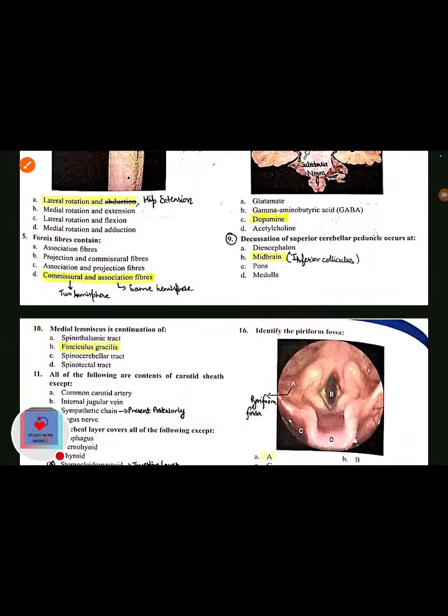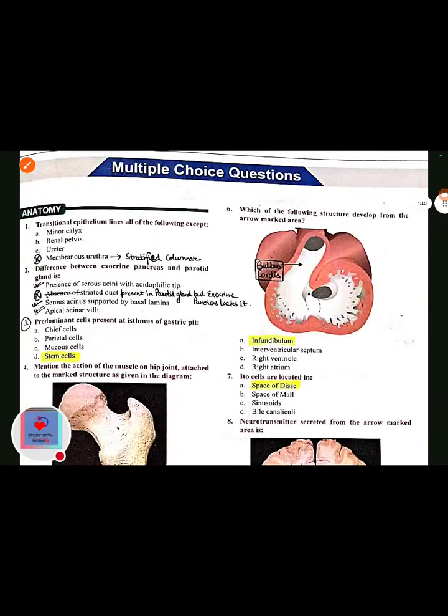Fornix fibers contain commissural and association fibers. Two hemispheres are joined by commissural fibers, and the same hemisphere is joined by association fibers. This is the fornix, from the arrow marked area. So this area, this is the infundibulum.